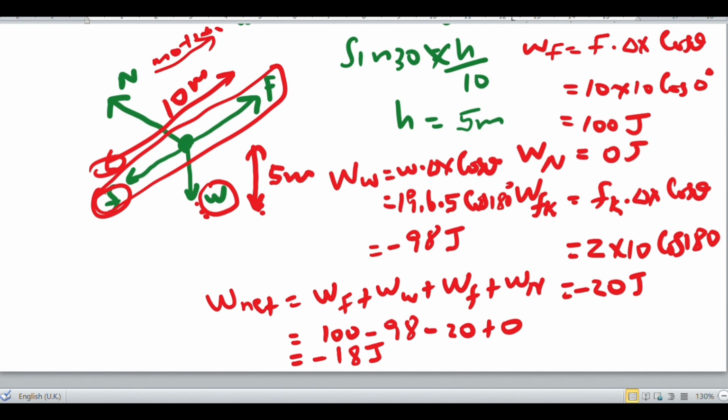Okay, now let's go to the work energy theorem. Now, the work energy theorem.